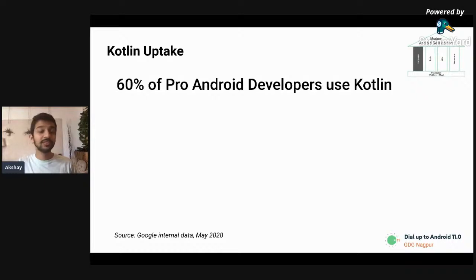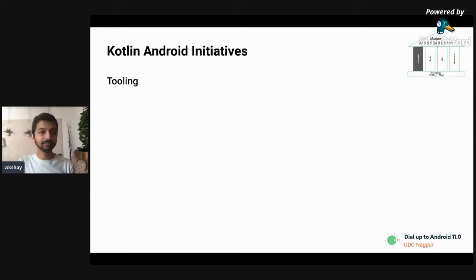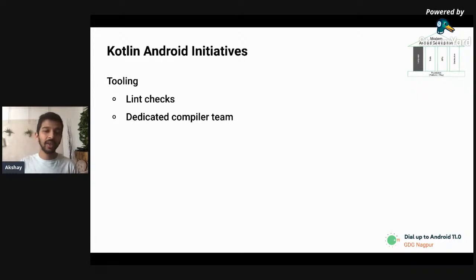Since Kotlin became the official language, 60% of the professional Android developers use Kotlin, and over 70% of the top Android apps on the Play Store contain Kotlin code, which is super amazing. And so these are some of the initiatives by the Android team for Kotlin. On the tooling side, they have added a lot of lint checks to help prevent us from doing some anti-patterns in the code. There is also a dedicated compiler team to help improve the compiler to make it faster.